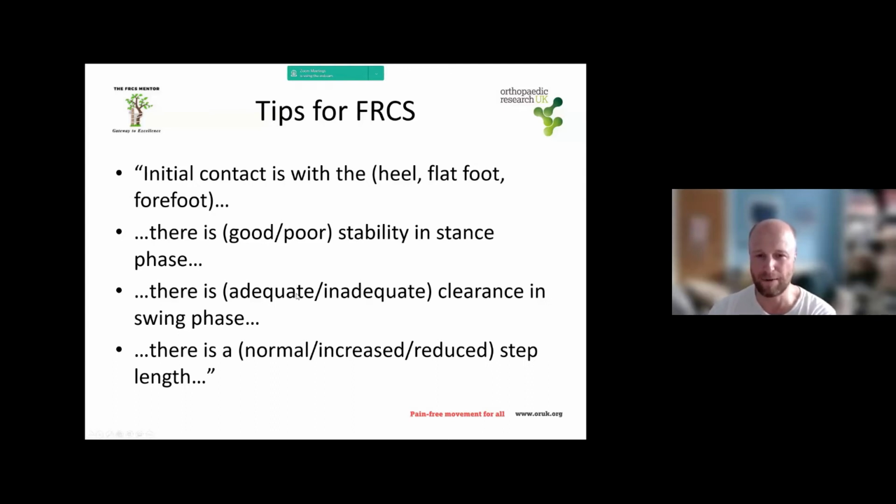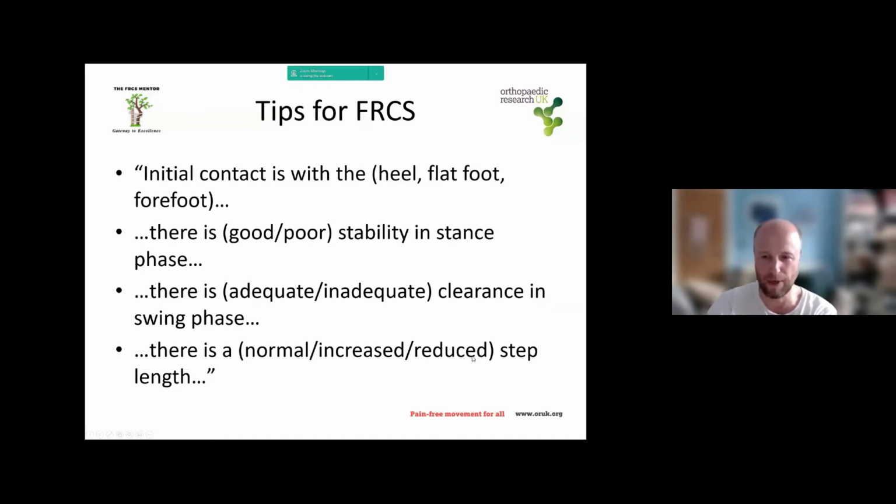So is clearance adequate? Then in order for you to progress and walk, you have to have a step length, and the step length should be either normal, increased, or reduced. Some people try to dramatically increase their step length to make up for poor cadence. They effectively can't walk as many steps per minute, but take longer steps. Most people with gait problems actually have a reduced step length.